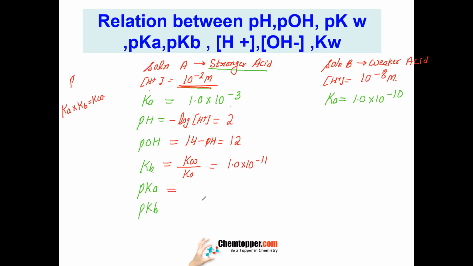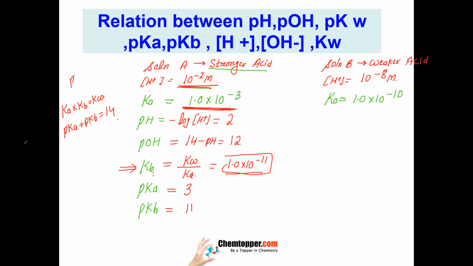What is pKa? pKa is negative log of this value. You have understood how I calculated this value? You are not responding here in the chat. Is it clear? Because we need this equation later on also, that Kb is Kw over Ka. Now what is pKa? Check the pKa, 3. What is pKb? Take the negative log of this. Now here you can see that pKa plus pKb is 14.